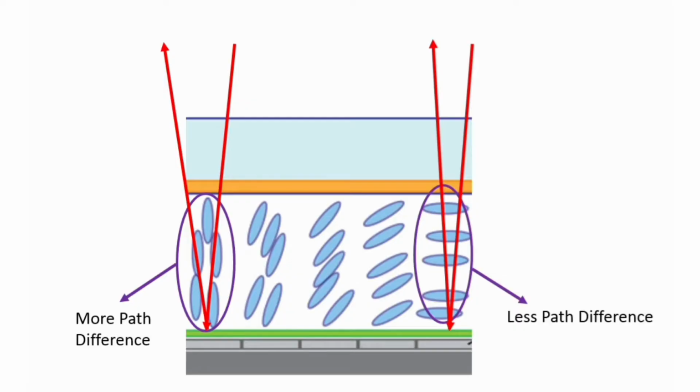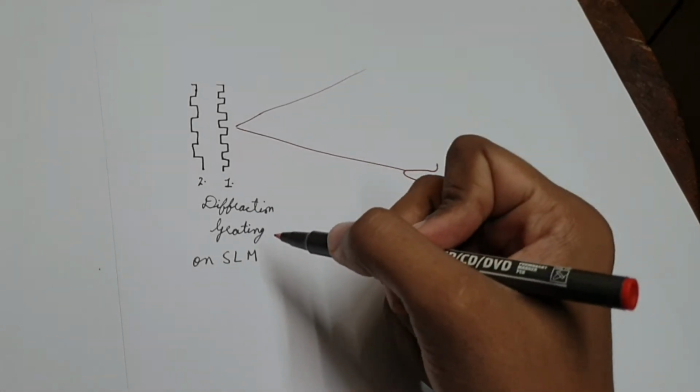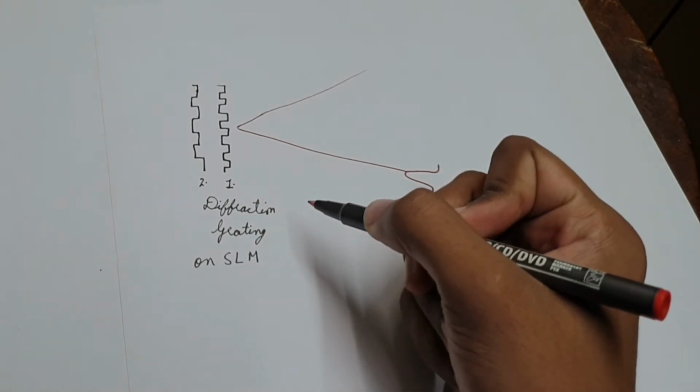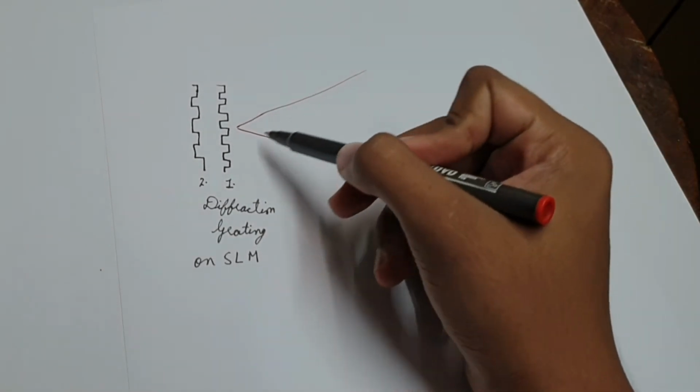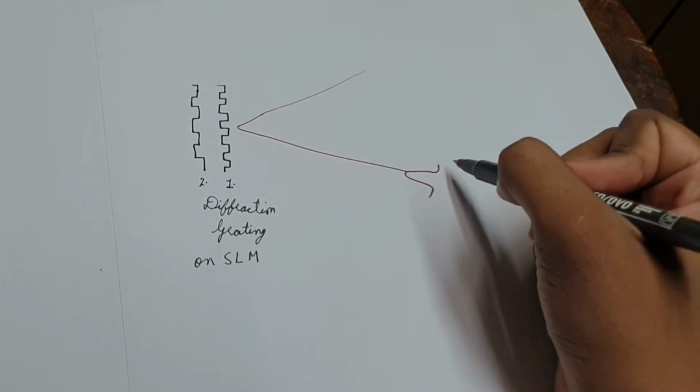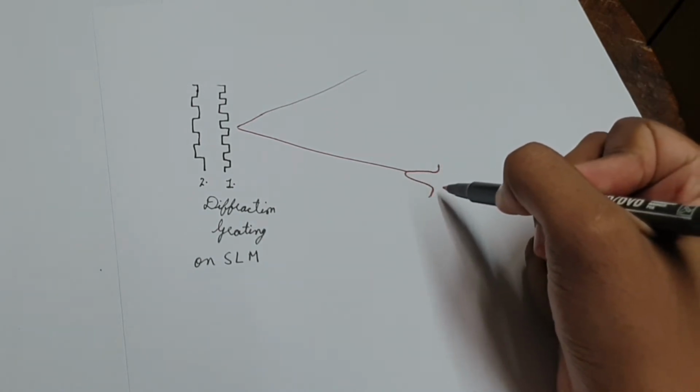It consists of an array of liquid crystals whose orientation can be controlled, and therefore we can control whether light travels through a lot of path or very little path. We can also simulate diffraction grating, and therefore an incoming light will be reflected onto a central maxima.